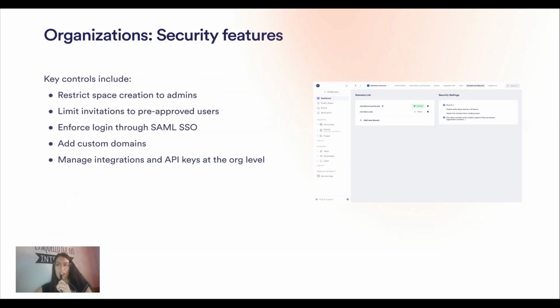Security features of organizations include restricting space creation to admins, limiting invitations to pre-approved users, adding custom domains, and enforcing login through SAML SSO. Pivot also supports external integrations and secure API key management, giving IT admins the control they need to scale operations safely.